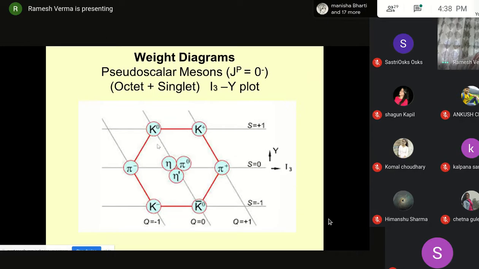For example, here, if you look at the pseudoscalar meson octet, we find that the particles on this axis are connected with the help of the I plus-minus operators, whereas particles on this axis will be connected with the help of U plus-minus, and particles on this side will be connected by the V plus-minus shift operators. So you see here how things are working.